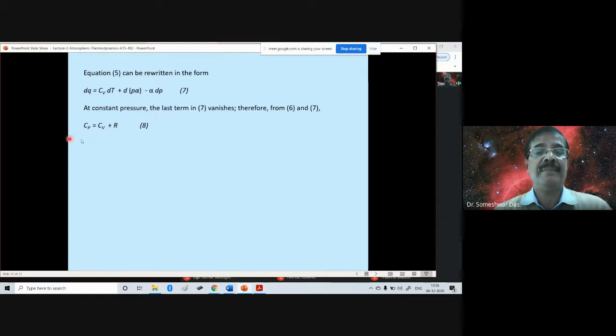R. Another very important relationship utilized very frequently in thermodynamics, and this should be familiar to all of you.